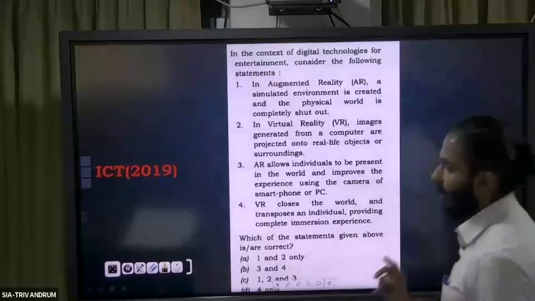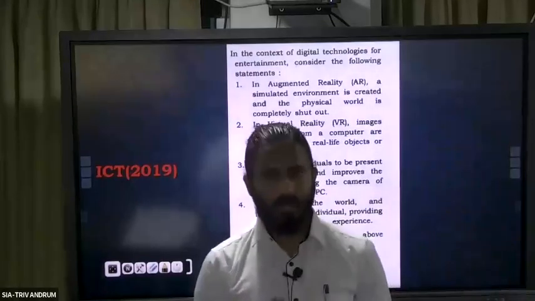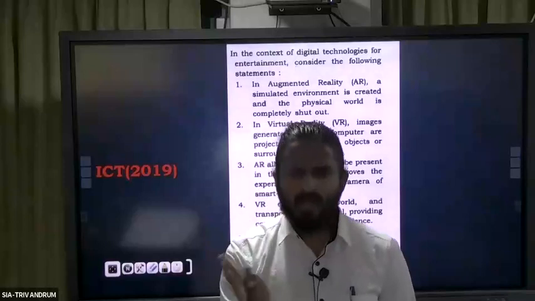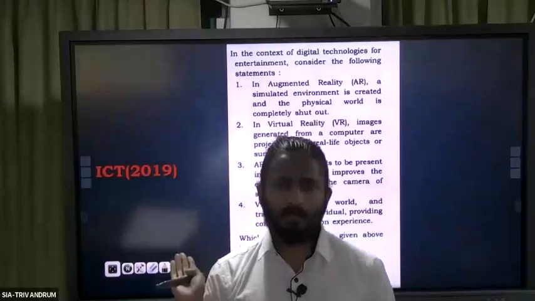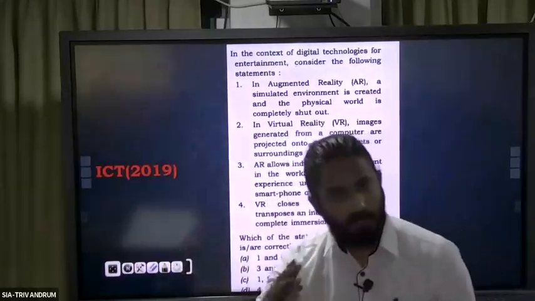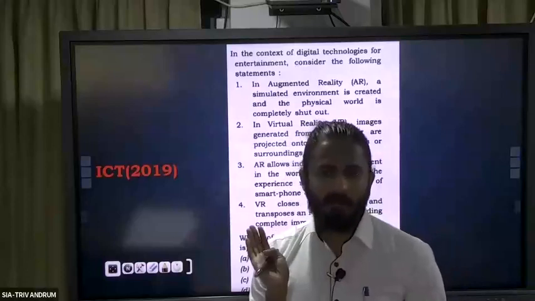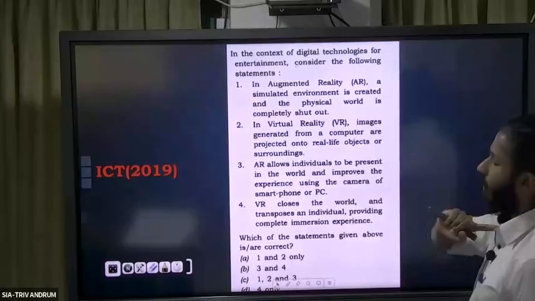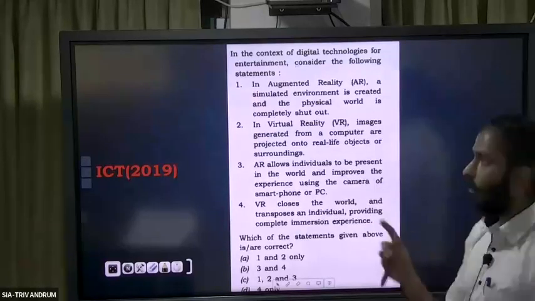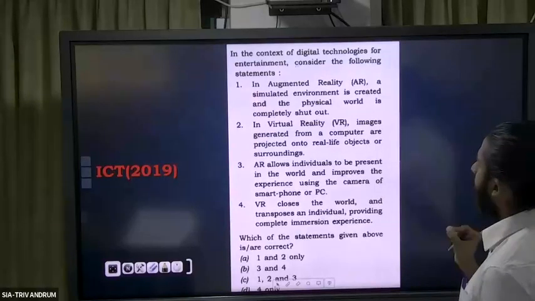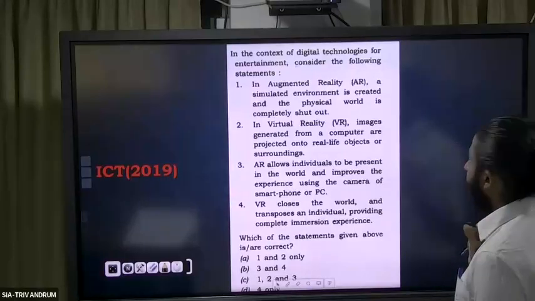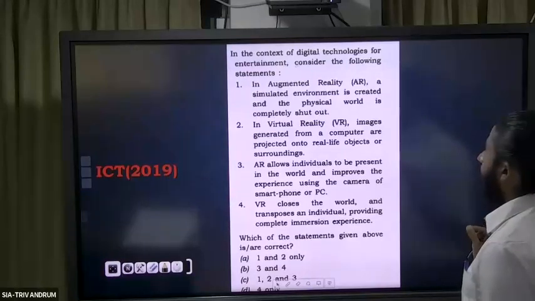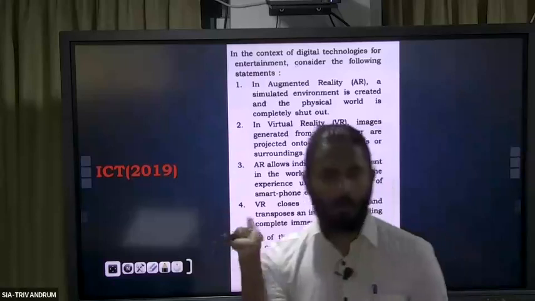Then again, application: augmented reality, virtual reality. If you have some idea of augmented reality and virtual reality, this question, even if you have not studied them, go through the statements. You will be able to understand whether it is right or wrong. Read the first statement: in augmented reality, a simulated environment is created and the physical world is completely shut out.